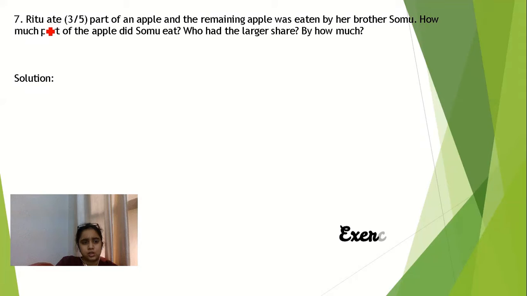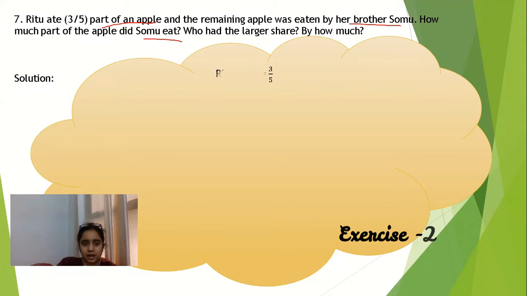In this question, there is a girl, Ritu, who ate 3/5 part of an apple, and the remaining apple was eaten by her brother Somu. We have to find out how much part of an apple Somu ate, and who had the larger share and by how much. We have to find out Somu's share, and who ate the larger share and how much. So let's start this solution.